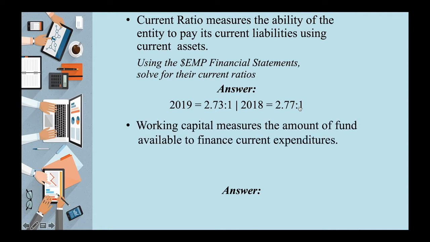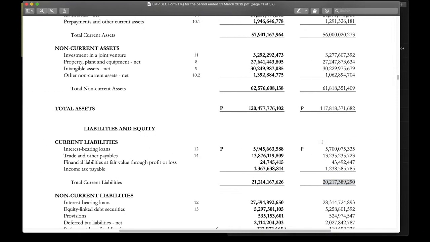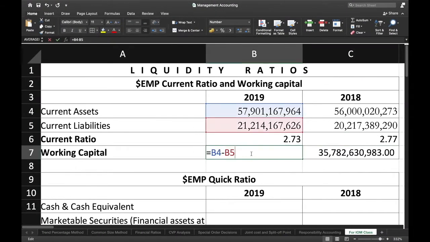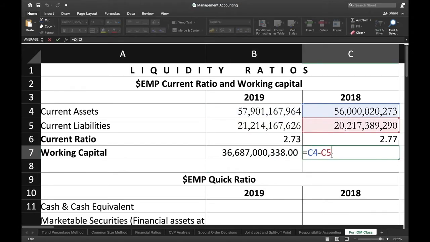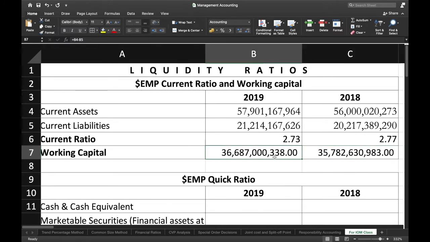Okay, next, working capital. Working capital measures the amount of fund available to finance current expenditure. So working capital formula is just the difference between the current assets and the current liabilities. Ito na po yun, nalagay na natin, no? Ayan, so minus lang po ang current assets minus current liabilities. Same with 2018. So for the difference nilang dalawa, mas malaki ang working capital ni 2019 versus kay 2018.